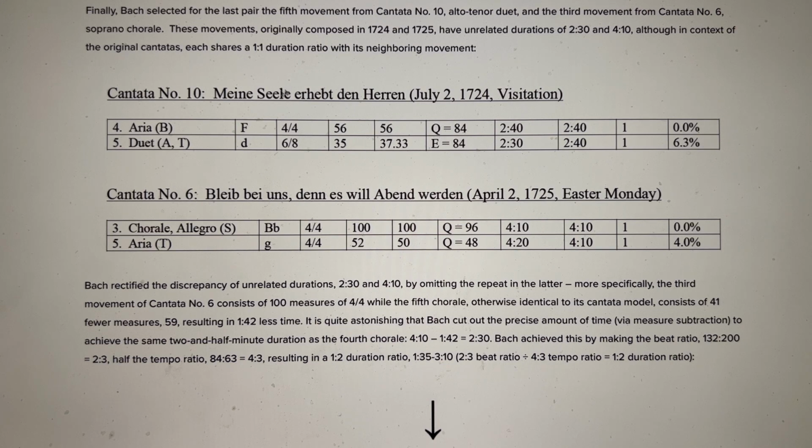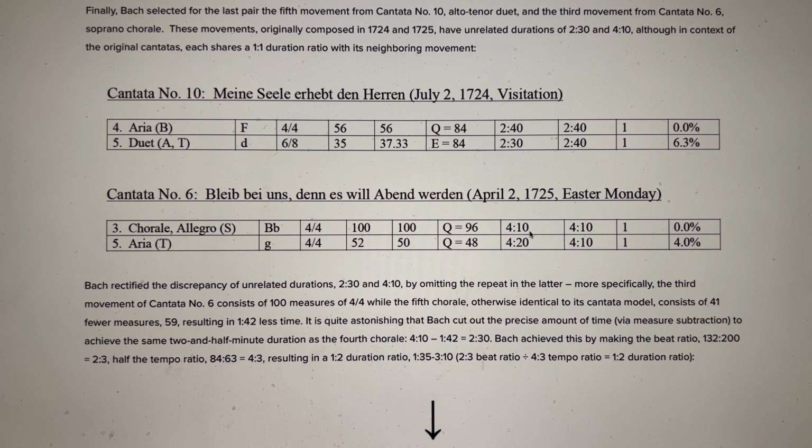So what he did in step 3 was he took his alto and tenor duet here, from cantata number 10. It has 35 measures. It's very slow. At 8th note, it's 84. At that tempo, it lasts 2.5 minutes. Then he went to cantata number 6, and he selected the soprano chorale in the third movement. And in the cantata, it has 100 measures, 96. So at this tempo, it lasts 4 minutes and 10 seconds. There's no relationship between 2.5 minutes and 4 minutes and 10 seconds.